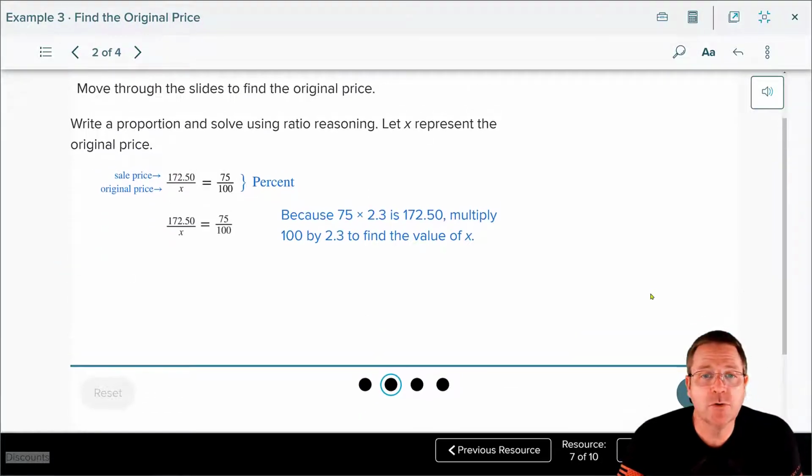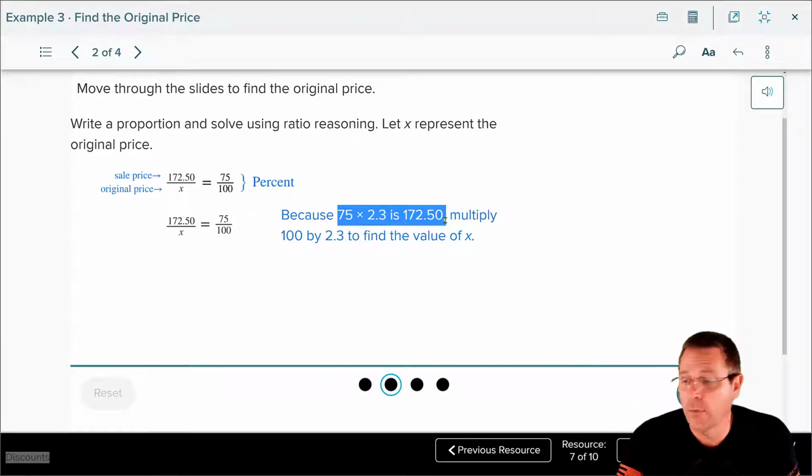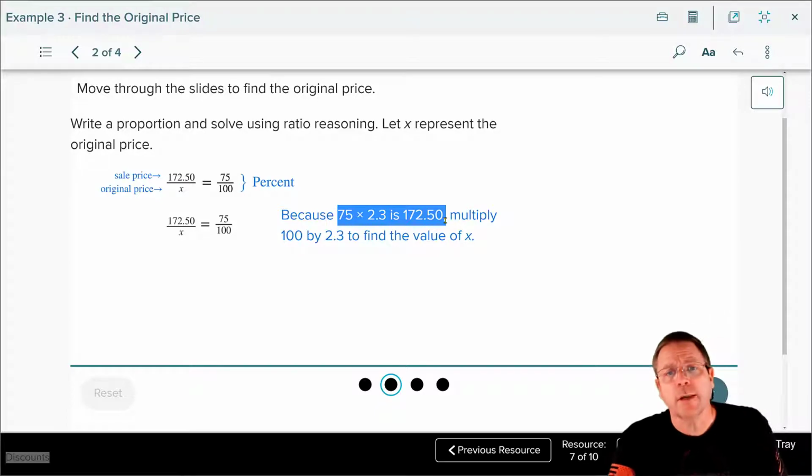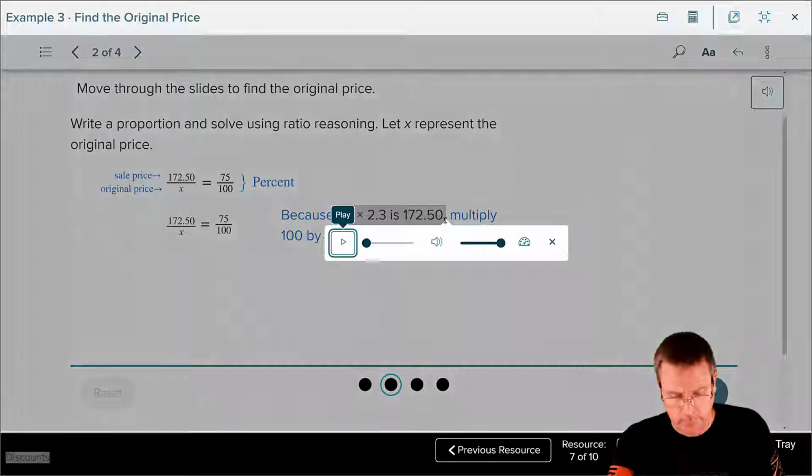Now, they used some strange voodoo math on this one. They said, yeah, everybody knows that 75 times 2.3 is going to equal 172.5. Where on earth did that come from? Let's pause the recording and let me change screens so I'll show you.